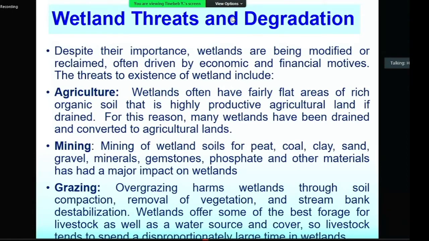Mining is also integrating wetlands, of soils for peat, coal, clay, sand, gravel, minerals, gemstones, phosphate, and other minerals. That has been a major impact on wetlands. The third one is grazing. Overgrazing harms wetlands through soil compaction, removal of vegetation, and stream bank destabilization. Of course, wetlands offer some of the best forage for livestock as well as a water source and cover. So livestock tends to spend disproportionately large time in wetlands.